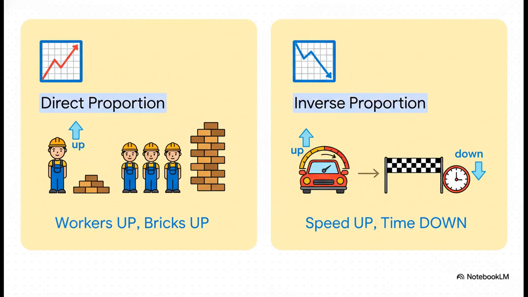They go up together. Then you've got the opposite, inverse proportion. This is when one quantity goes up, but the other one goes down. Think about driving a car. The higher your speed, the less time it takes to get where you're going. See? They move in opposite directions, but they're still perfectly linked.